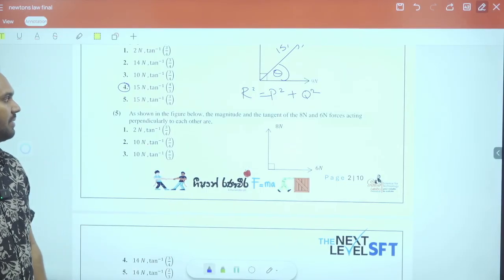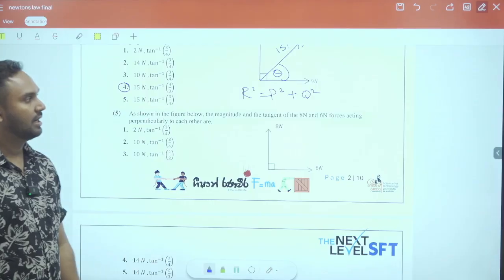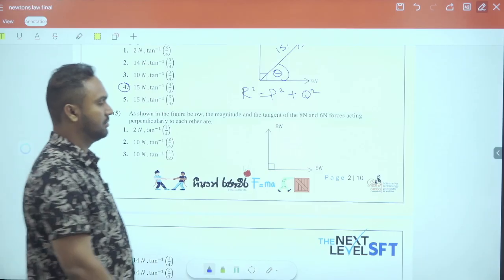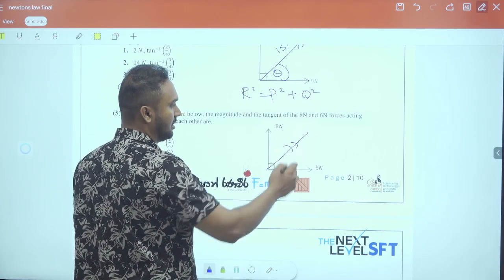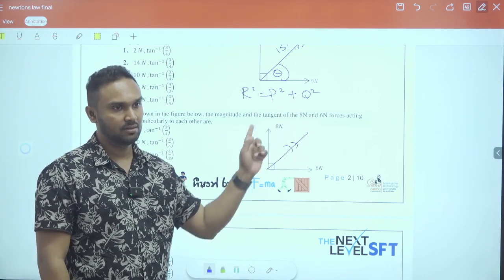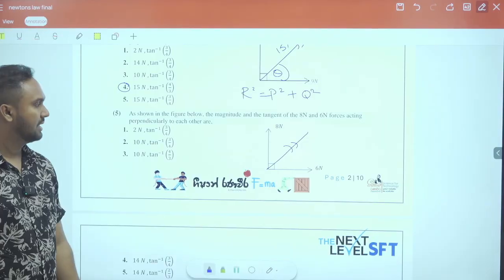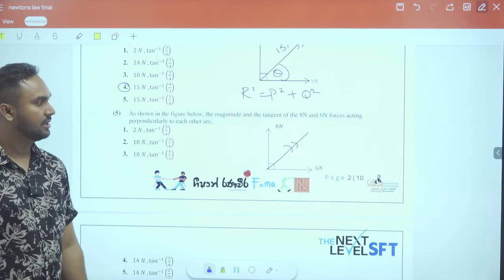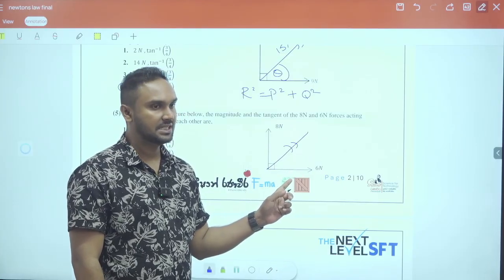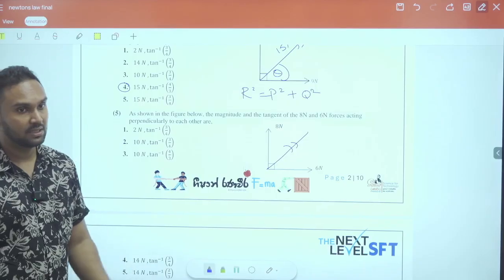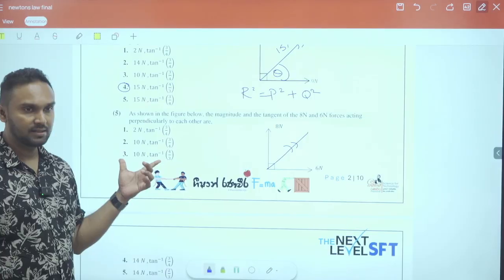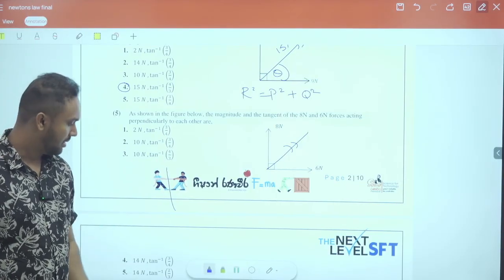Now what about the fifth? As shown in the figure below, the magnitude and the tangent of the 8 Newton and 6 Newton forces acting perpendicular to each other are, right? Now the resultant should be this, right? So 8 square plus 6 square, addition to the square root. What is it? 10, right? So the angle is again p over q, sorry, q over p. Q is 8, p is 6, so that's 4 over 3. So the answer is what? This one, right? Third answer. Yes.